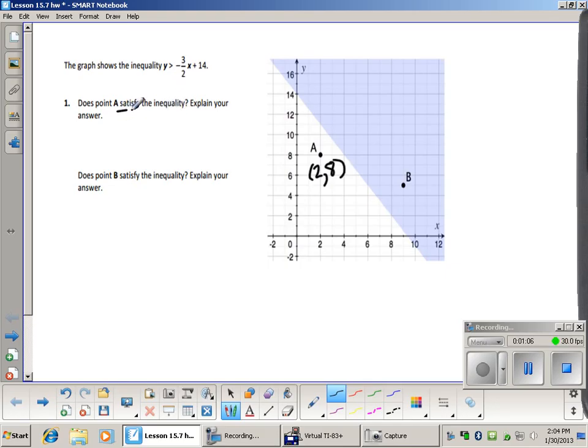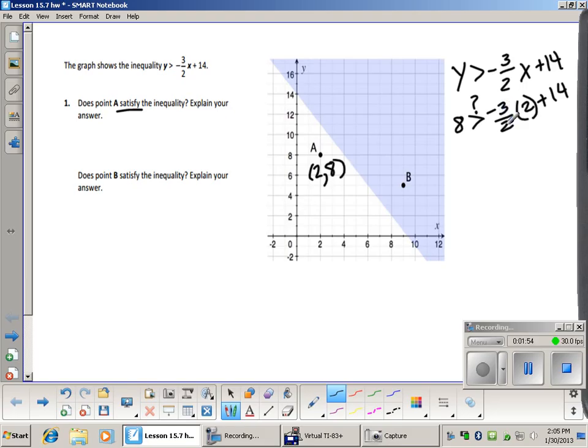Remember, we talked on the last assignment that the word satisfy just means does it make it true. I'll come over here, we have a little more space. Rewrite the inequality. Now I'm going to replace the y with 8, the y value from my point. I'm going to put a question mark above my inequality because I'm trying to find out if 8 is going to be bigger than what I get on the right side. Negative 3/2, and then I'm going to replace x with 2, plus 14.